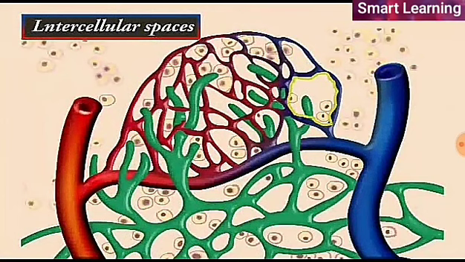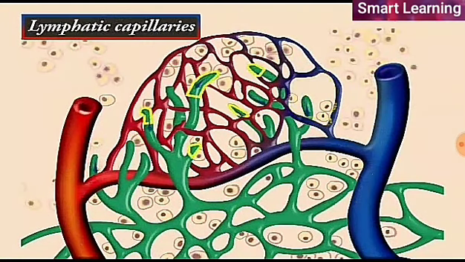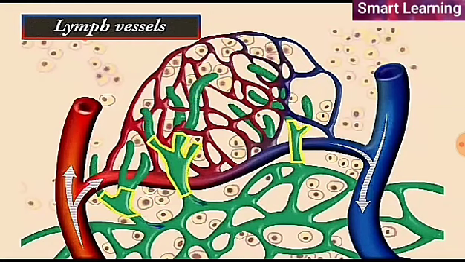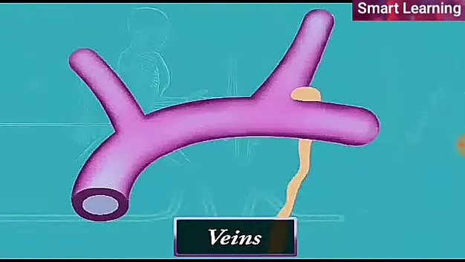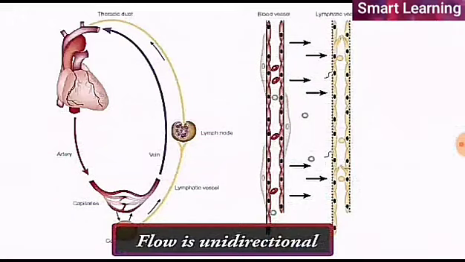From the intercellular spaces, lymph drains into the lymphatic capillaries, which join to form larger lymph vessels that finally open into the larger veins. The flow is unidirectional, that is, from tissues to heart, since the backflow is prevented by valves present in the lymph vessels.